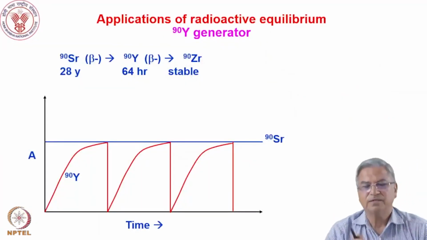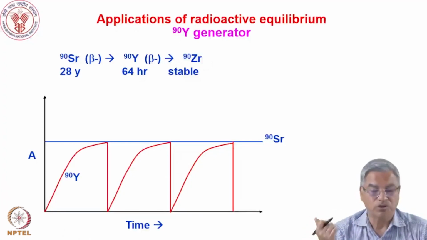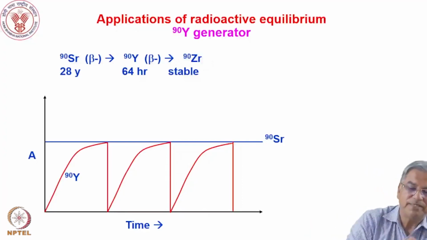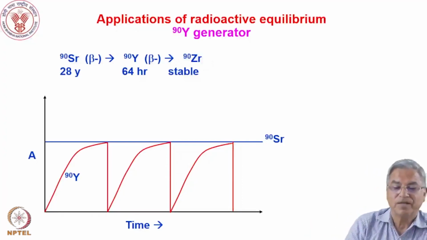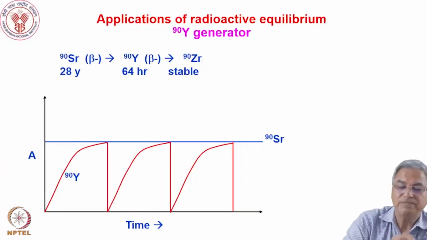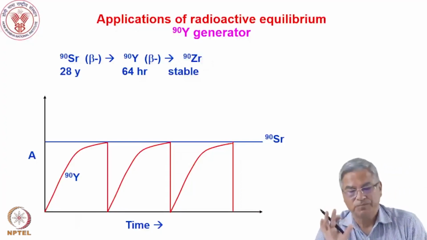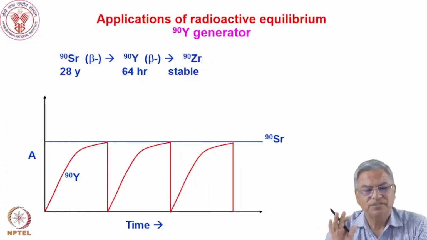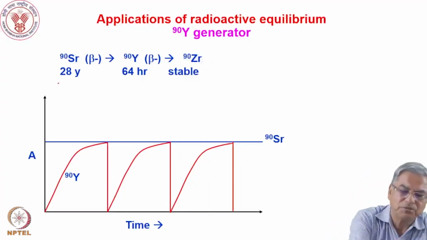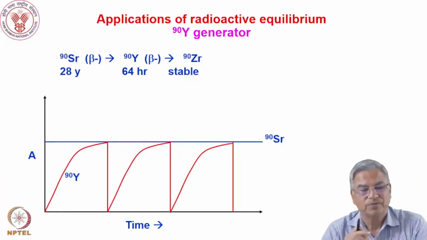Now, another application of this generator is the strontium-90, and this is the case of a secular equilibrium where the parent is much longer lived than the daughter. So you see here that strontium-90 has a half-life of 28 years, undergoing beta minus decay to yttrium-90, having a half-life of 64 hours, and this is undergoing beta minus decay to zirconium-90, which is stable. So now this is a case of secular equilibrium because the parent is much longer lived than the daughter. The ratio of half-life is more than 100, which is quite high.